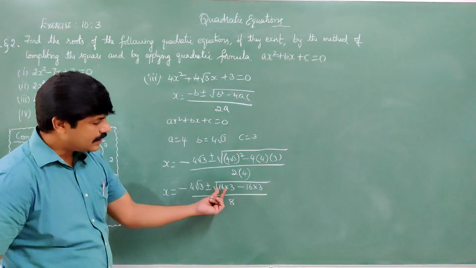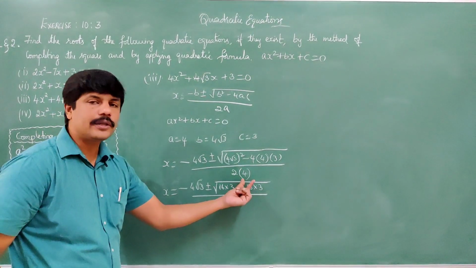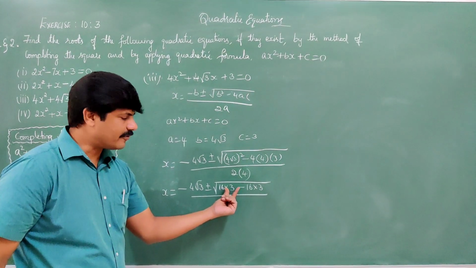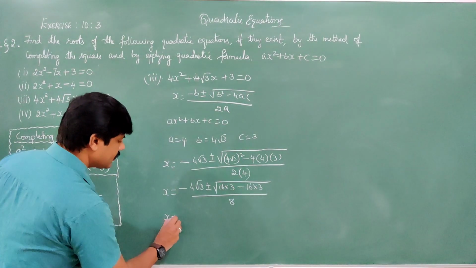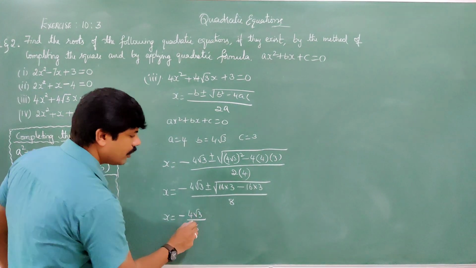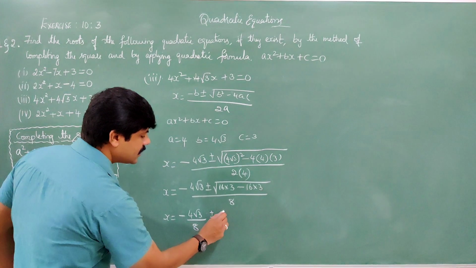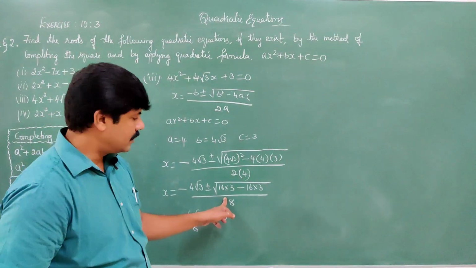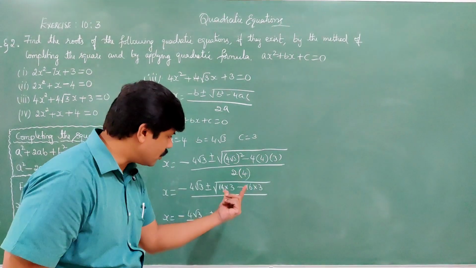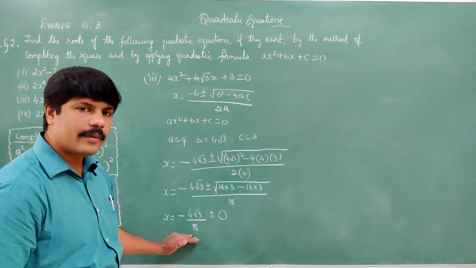Here you can see that 16 into 3 is the same, so it becomes 0. This particular b square minus 4ac becomes 0. x is equal to minus 4 root 3 by 8. Here plus or minus has become 0. 16 times 3 is 48, and 48 minus 48 becomes 0. So this part is gone, and we are left with this itself.